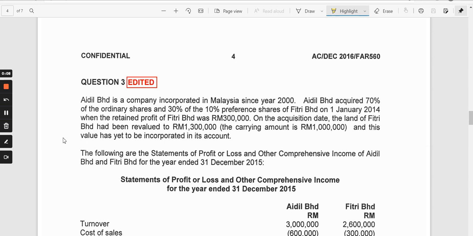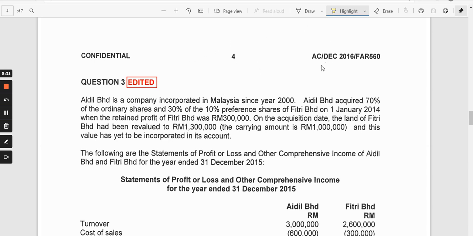Today we're going to have a lesson on the preparation of financial statements, and this is on the preparation of the consolidated statement of profit or loss and other comprehensive income. We're going to do one complete illustration showing how we prepare the consolidated statement of profit or loss and other comprehensive income step by step.